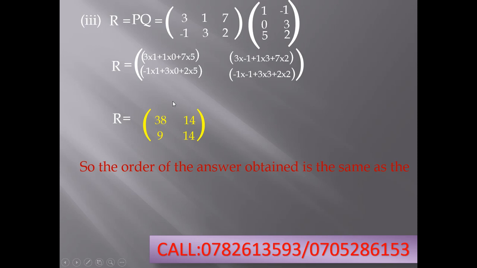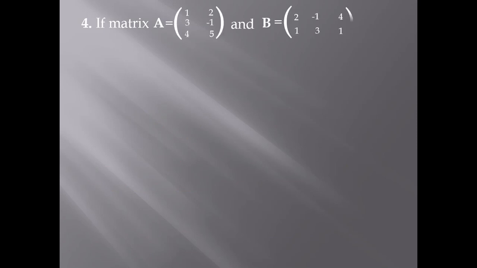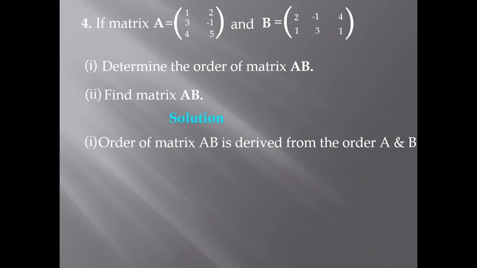Now that takes us to our next example, which is example 4. We have those matrices provided. Question 1: determine the order of matrix AB. Now we said that AB is A times B. Before you get the order of A times B, you must be in position to tell the order of A, and you must be in position to tell the order of B.